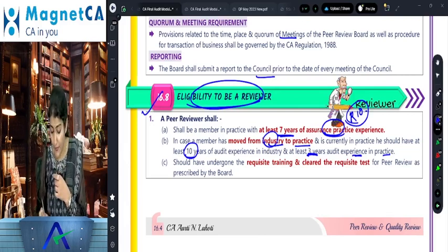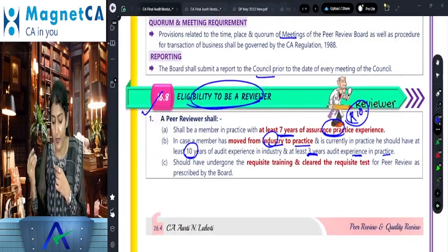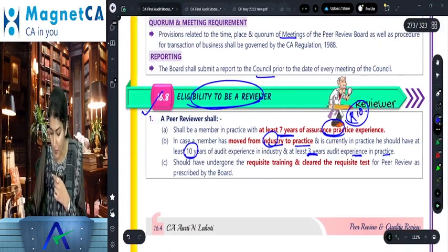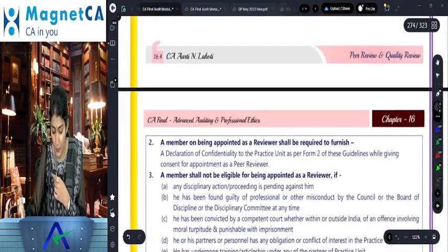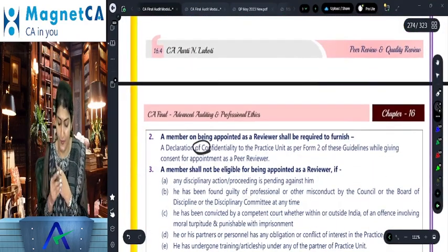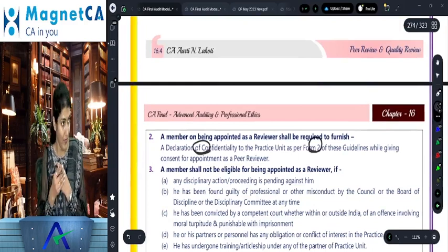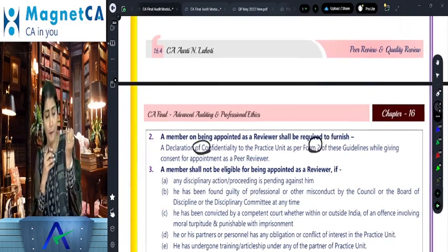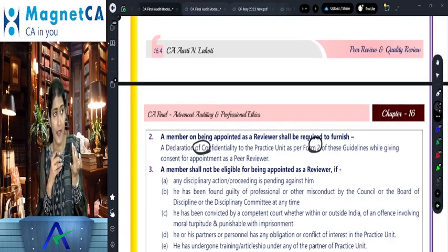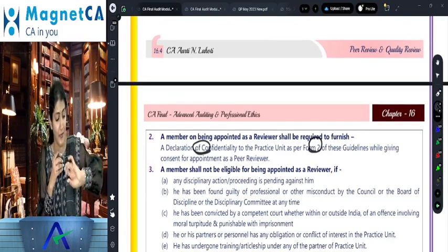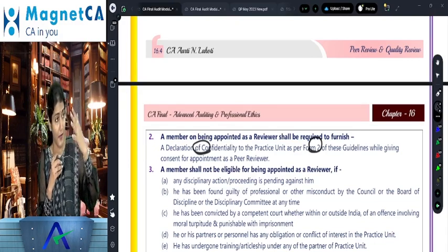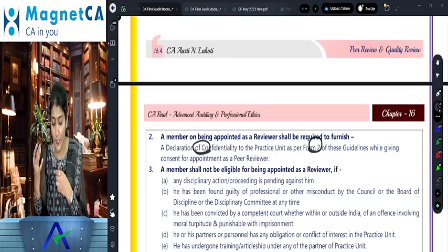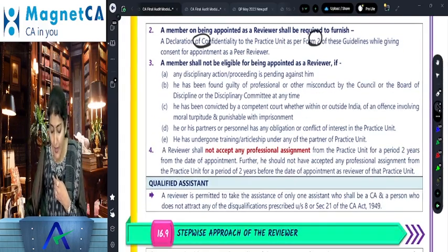But if the member has moved from the industry to the practice, then what does it say? 10 years of industry experience and 3 years of audit experience. Then you also have to undergo the requisite training, clear the requisite test, and give the declaration of confidentiality as per Form 2. Right, so 1, you have to have 7 years of assurance practice experience. Then 10(3), if you move from industry to practice, 10 years of industry experience, 3 years of audit experience. Then you have to undergo the requisite training, clear the requisite test, and give the declaration of confidentiality.